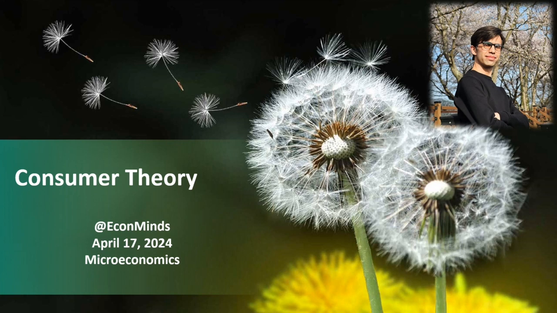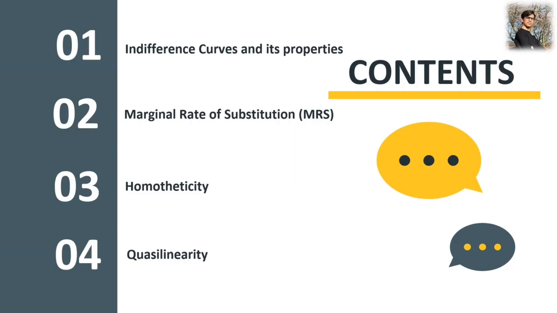In this video we are going to talk about some other concepts in consumer theory. First of all, we are going to learn about indifference curves and their properties, and then we are going to learn about the marginal rate of substitution and how we can derive the marginal rate of substitution from a utility function. And then we will cover homotheticity and also quasilinearity in preference relation. So now let's start without wasting our time.